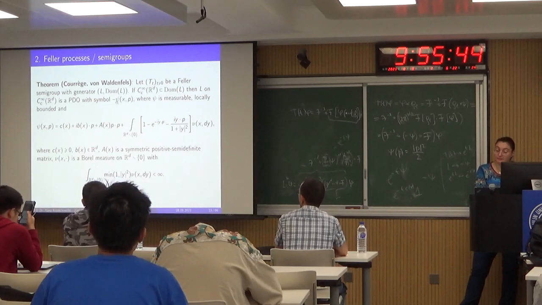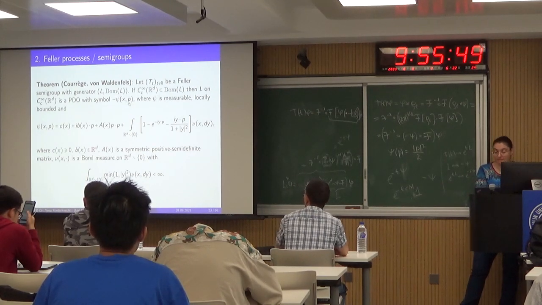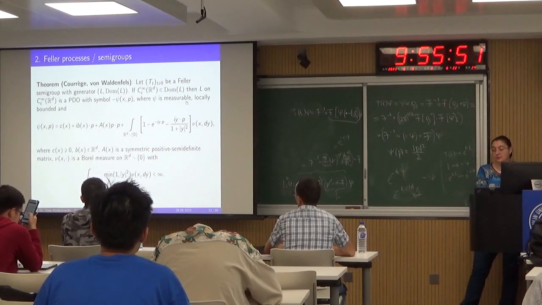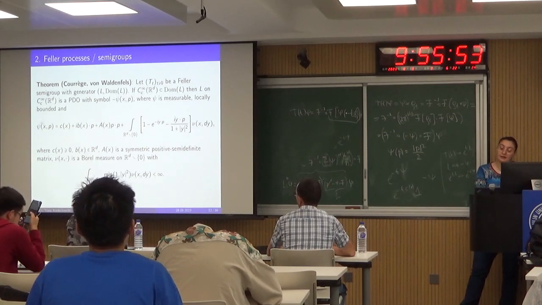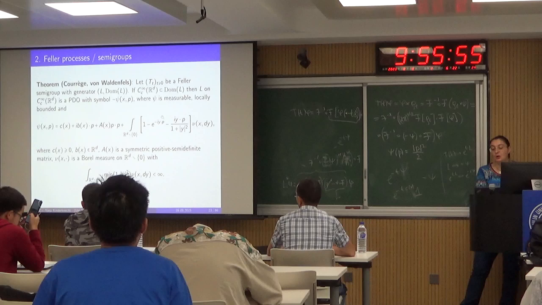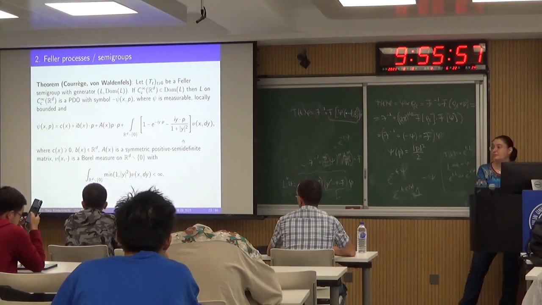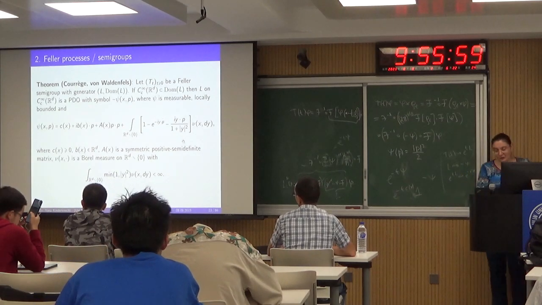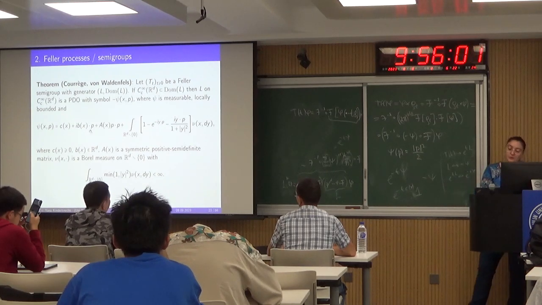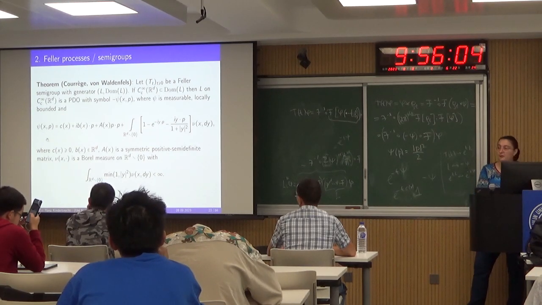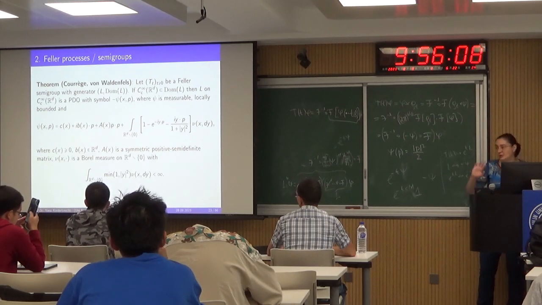So this symbol, minus psi, depends on both variables x and p, where psi is measurable, locally bounded, and has this long terrible form. So this long terrible form, if you fix x, it will be the famous Levy-Khinchin form. If you know what it is, if you don't know, just forget. I will call it the terrible formula.